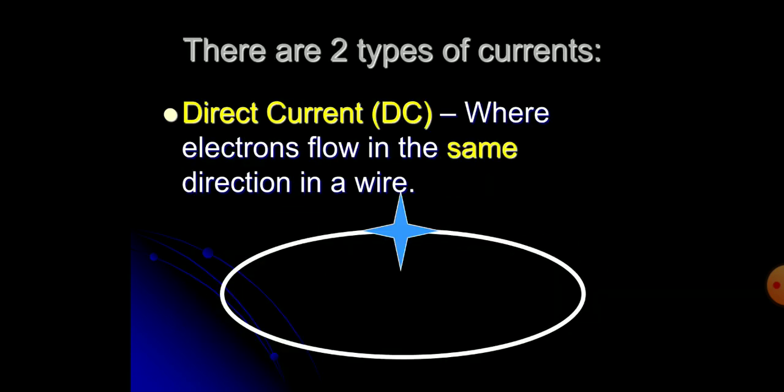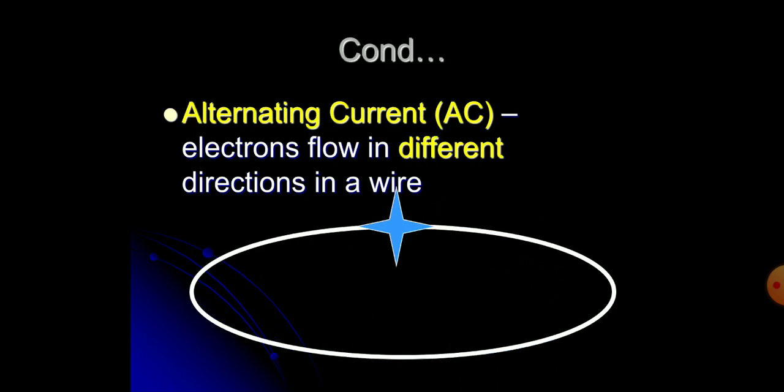There are two types of currents. Direct current, where electrons flow in the same direction in a wire. Alternating current, where electrons flow in different directions in a wire.